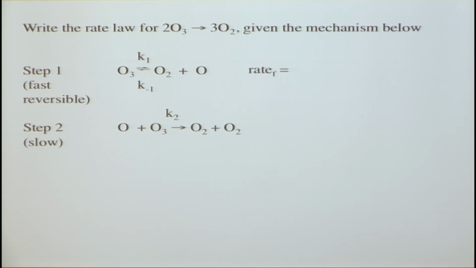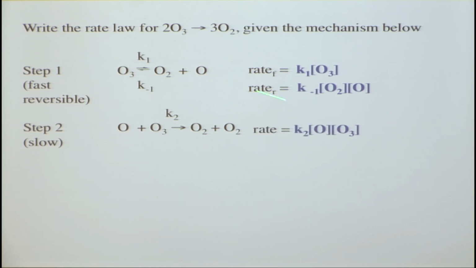So let's just write out what our rate is for the forward reaction. So we have k1 times the concentration of O3. For the reverse, we have k minus 1 times the concentration of O2 times the concentration of our intermediate O. For the next one, we have k2 times our intermediate O times the concentration of O3.